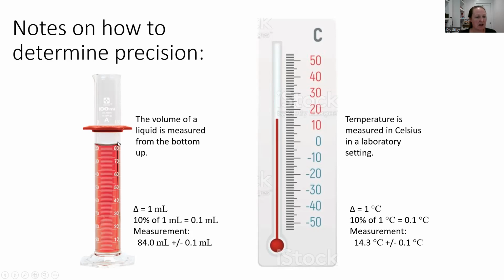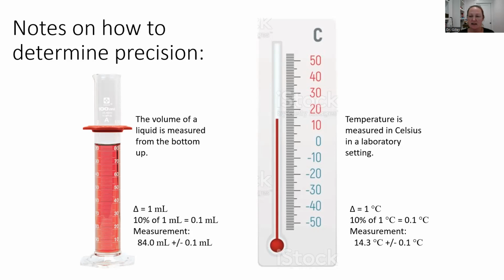If we look at the hash marks here, you can see there's a big line every 10 milliliters, but then under that we have these hash marks as well, so this would be 61, 62, 63, 64, 65. You get the idea. So the delta is 1 milliliter because the hash marks are at every 1 milliliter. So then the precision is 10% of 1 milliliter, which is 0.1 milliliters.